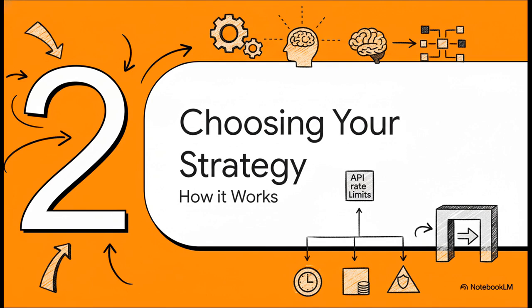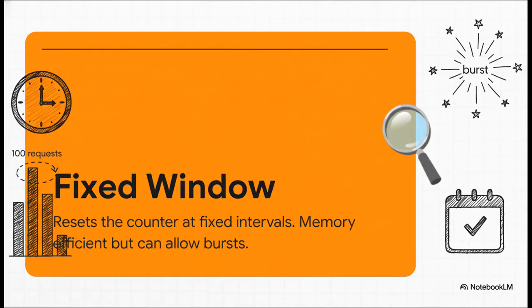Well, the real power of this library is in its strategies. You get to choose the perfect approach for exactly what you're building. And trust me, that choice makes all the difference. First up, we've got the fixed window strategy. It's the simplest one to understand. Just imagine you get, say, 100 requests to spend every minute. As soon as that minute is up, poof, the counter resets back to 100. It doesn't matter when you made your requests within that minute, it's just a hard reset every 60 seconds.